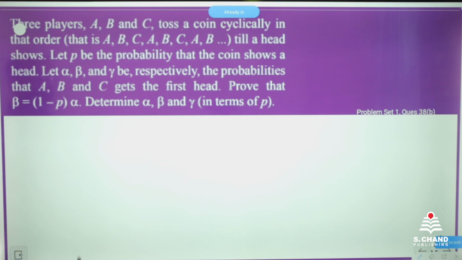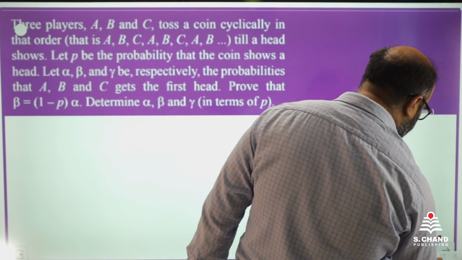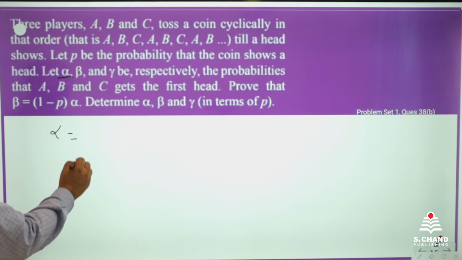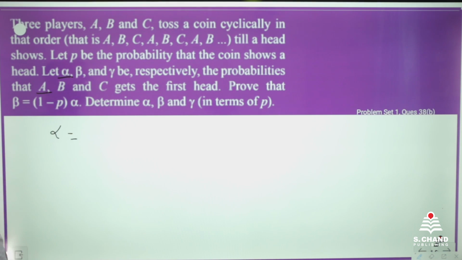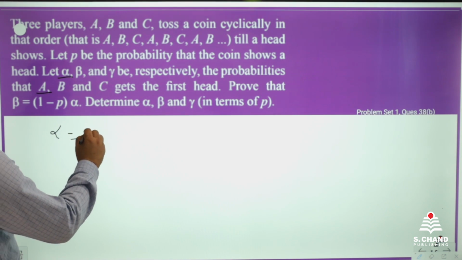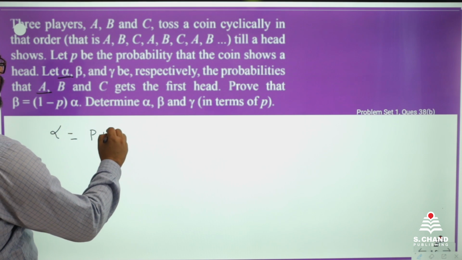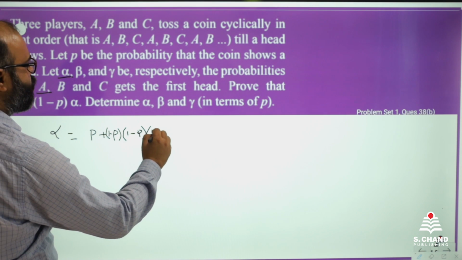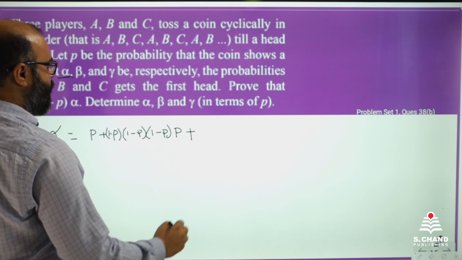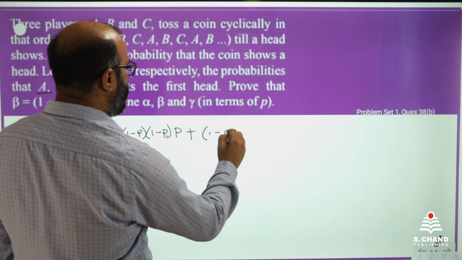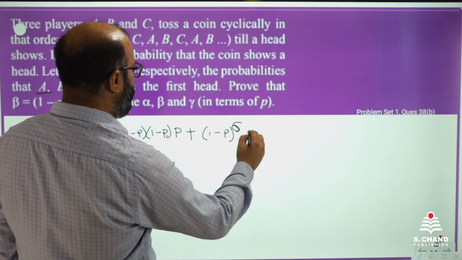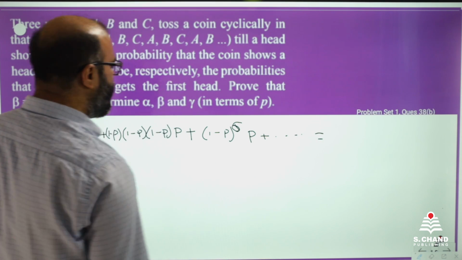So this type of question we have dealt with a while ago. First let us talk about alpha. Alpha is the probability that A gets the first head. If A gets the first head, the probability is P. If A does not get the head, then it is 1 minus P, then B will also not get, then C will also not get. Then we will get after that. Again, if we keep on doing this, 1 minus P to the power 6 into P, you will get a series like this till infinity.